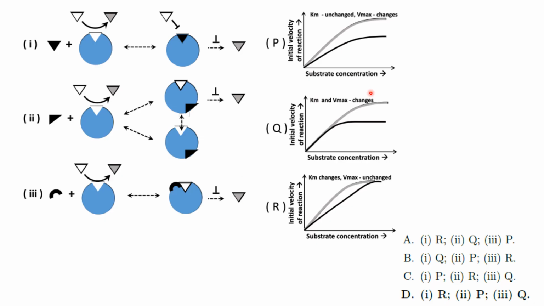So both Km and Vmax have changed. So if you see Q, 3 is Q. It is a case of uncompetitive inhibitor. So the answer here is D, 1R, 2P and 3Q.